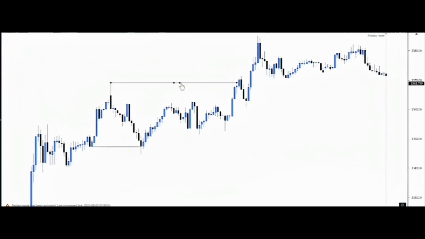And as you can see, inducement was taken out. Okay? Now for your inducement to be valid, the candles that take out that inducement must be down close candles in the case of this bullish structure, and it has to be 3 down close candles that close below each other. Okay? Simple. So that's our inducement to confirm this high.